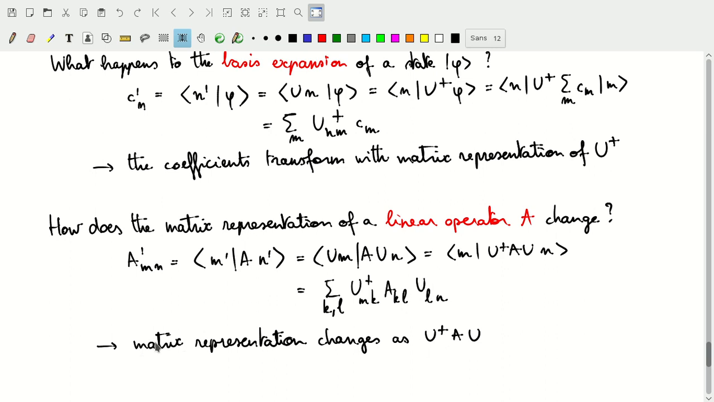So what it basically turns out is that the matrix representation changes as u adjoint times a times u. Whereas the coefficients of a state in a certain basis transform under u adjoint, the matrix representation of an operator changes as u adjoint times a times u. And that is something that is, of course, going to come back a lot when we look at unitary transformations. Something to also keep in mind for many of the future courses that you might take, in particular field theory.